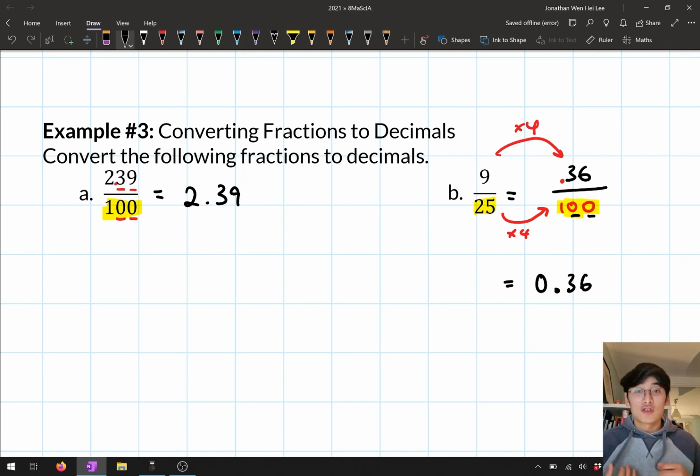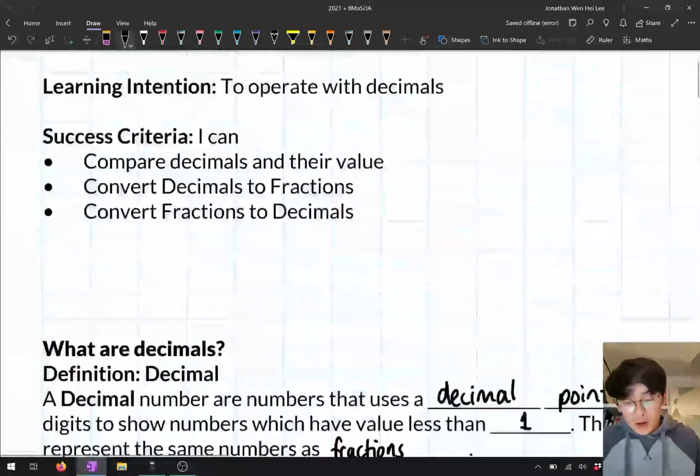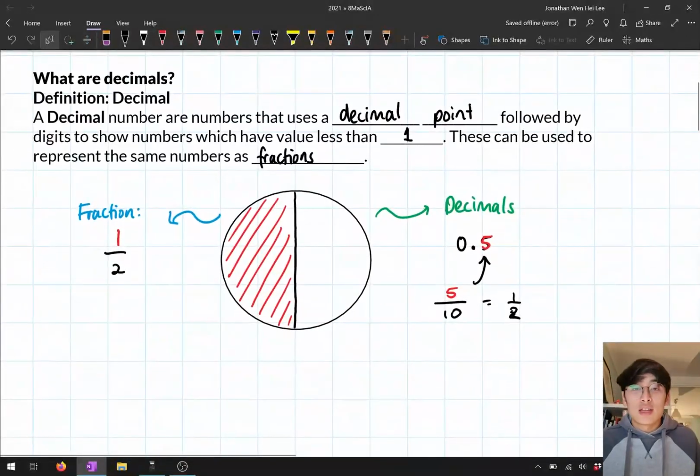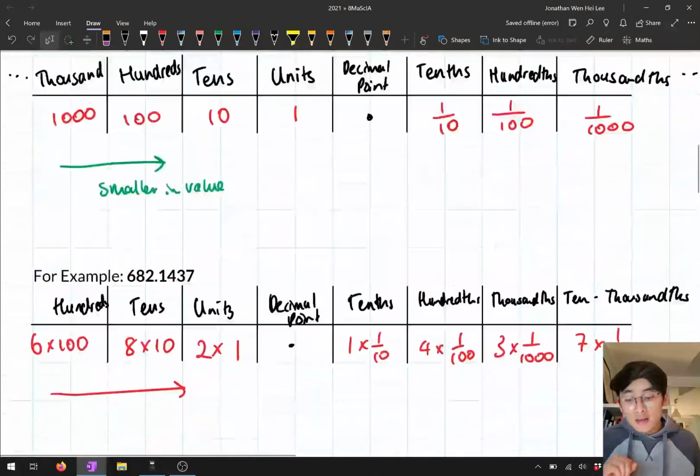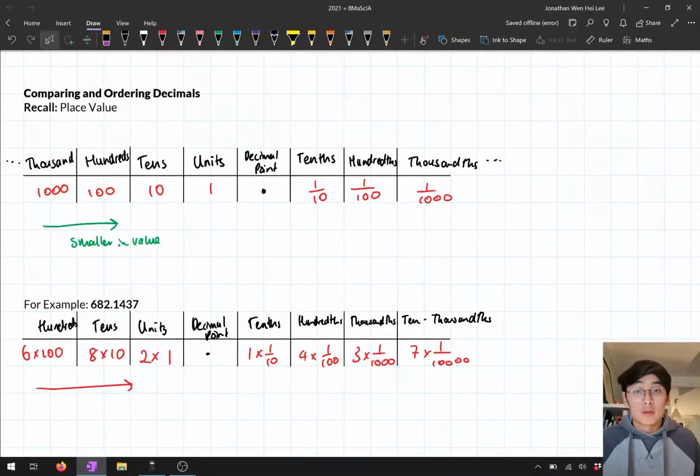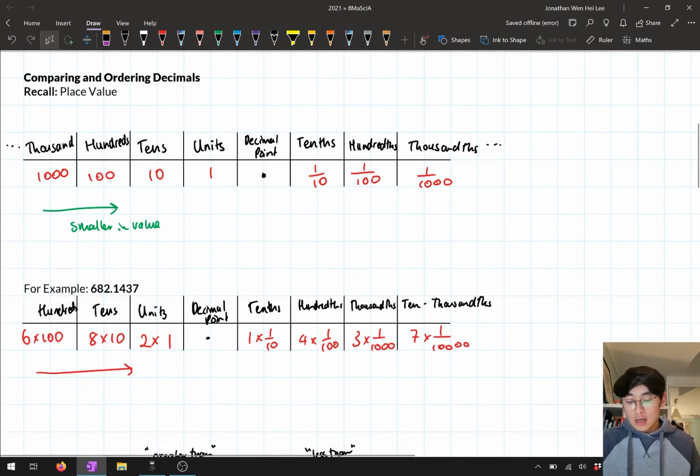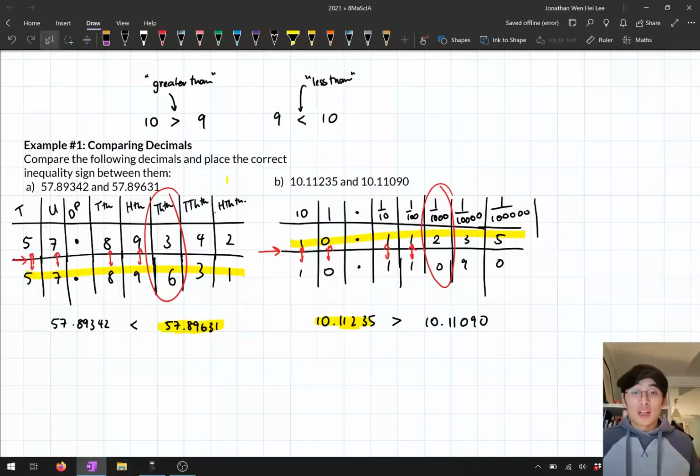So that's it for today's lesson. Let's just do a quick recap of what we talked about today. First thing that we talked about was what a decimal was. A decimal is just another way of writing numbers which are smaller than 1. And here we use a decimal point, and these can represent numbers that also can be written as fractions. The first thing that we did was we compared and ordered decimals. So what we had to do here was just remember our place values. The further right you go, the smaller that place value becomes. And we just want to go from left to right and compare the value of each of those digits. Then we just want to write it as greater than or less than.